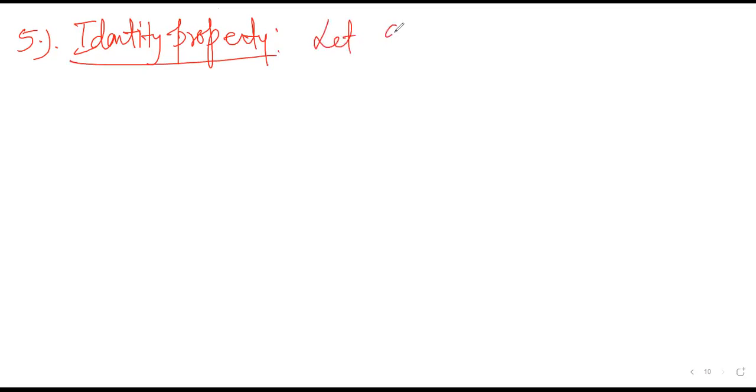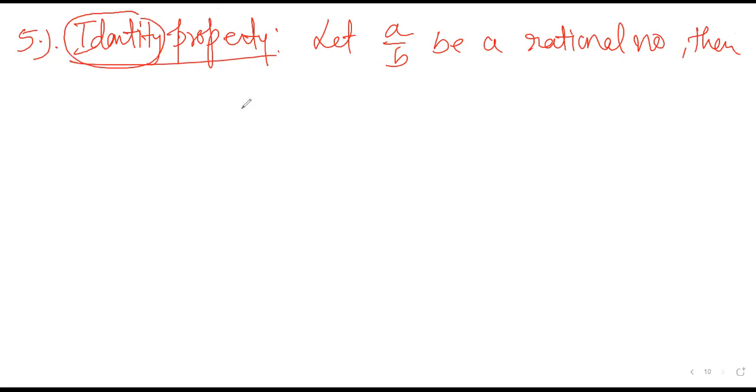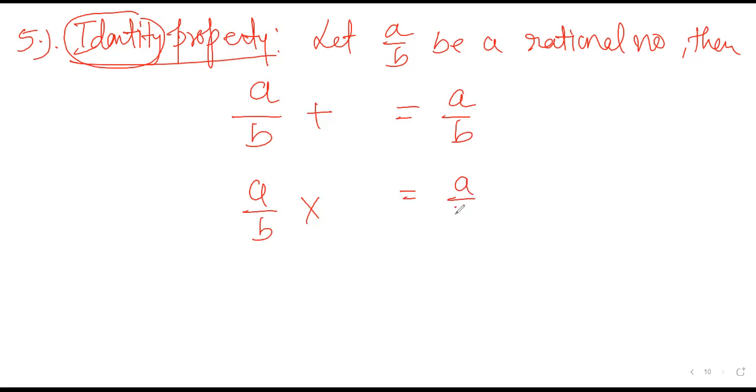Suppose a upon b is a rational number. So what this property says: identity means to identify the numbers, whatever you have. I'm taking a upon b. Which number should be added to this number to get the same number, because we need to identify the numbers that whatever we have, and which number should multiply to get the same number? That is very easy.